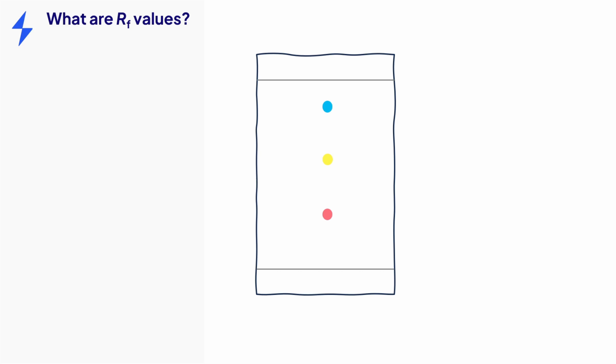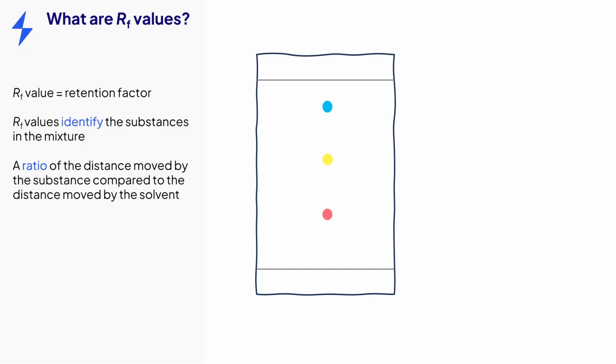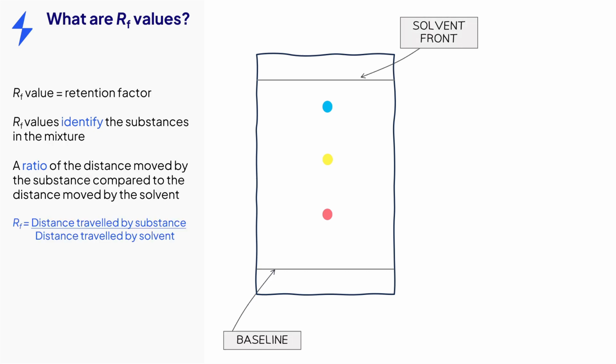To identify the substances present in a mixture, we can calculate the RF value or retention factor. This is a ratio used to describe the distance a component in the mixture travels in relation to the distance the solvent travels. To calculate this value, we divide the distance travelled by the substance from the start line by the distance travelled by the solvent.